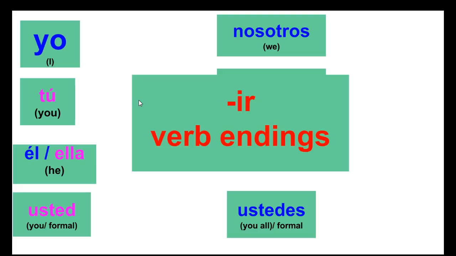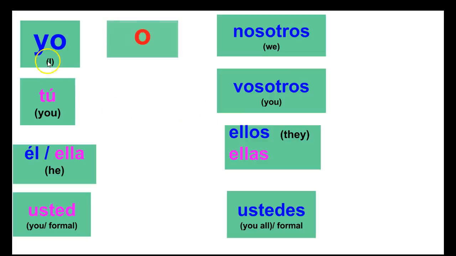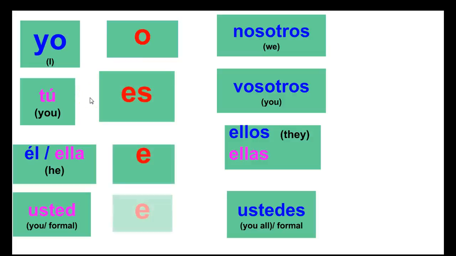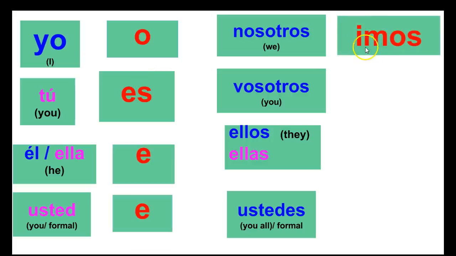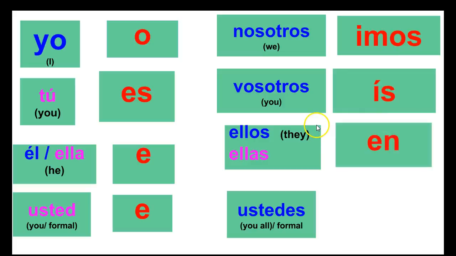Okay, so we're going to skip ahead and do IR verbs. IR verb endings are exactly the same as ER verb endings except in two forms. Again, if it starts with yo, it ends in O. Tú, ES, él, ella, E, usted, E, nosotros, instead of EMOS, it's IMOS. So IR verbs in nosotros form end in IMOS. Vosotros is ÍS. Ellos, ellas is EN. Ustedes EN. So these have the same exact endings as ER verbs, except for the nosotros and vosotros forms.